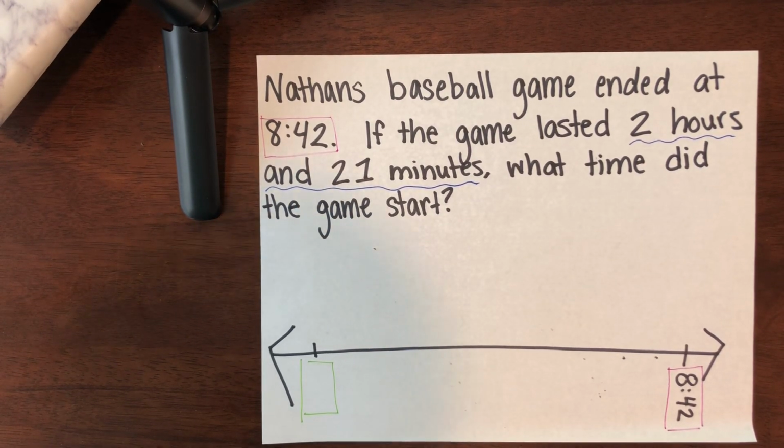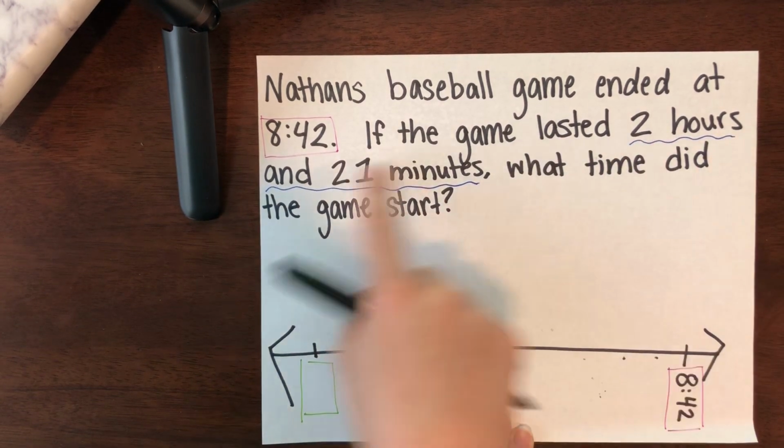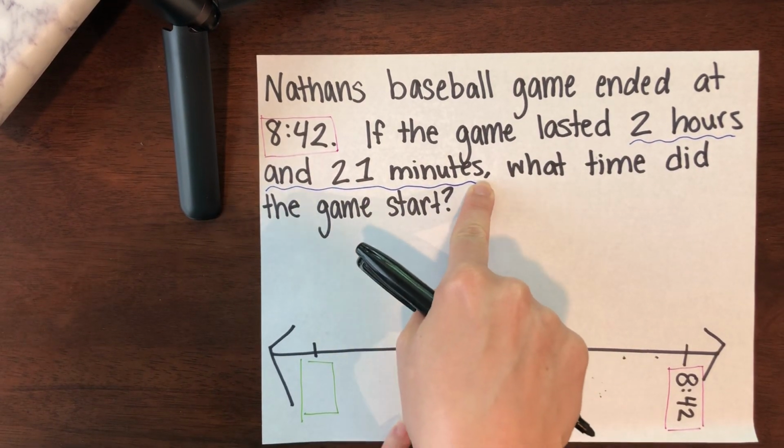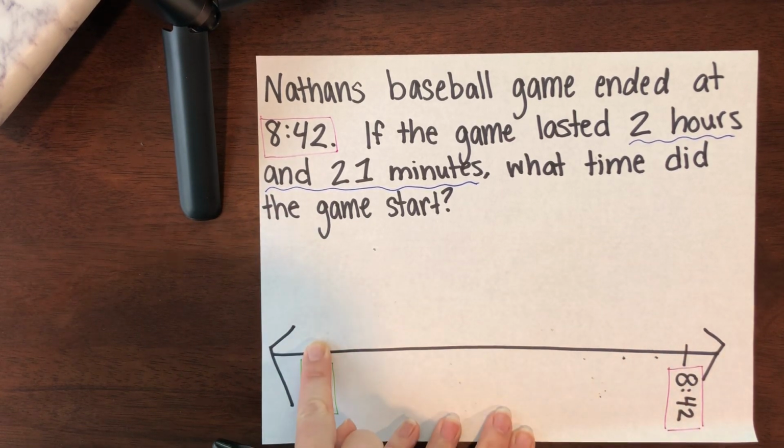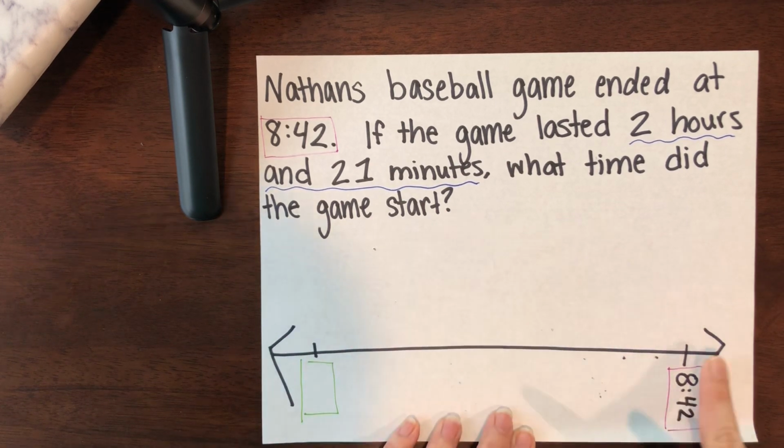So I hope that you said, it gives us the end time because the baseball game ended at 8:42, and it gave me the elapsed time. So I need to figure out in this problem the start time. So whenever we're trying to figure out the start time, we're going to work backwards. We're going to start at 8:42 and go back 2 hours and 21 minutes to figure out what time the game starts. So I'm going to start on this side of the number line for this problem since we're trying to figure out the start time.